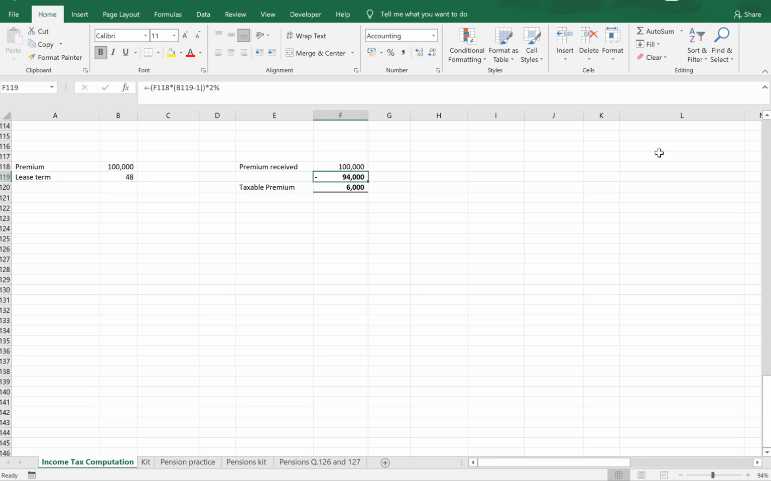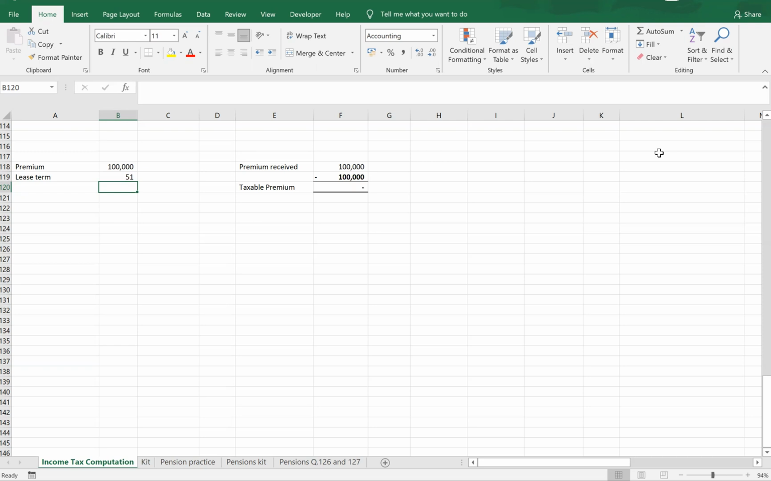It will be taxed. Where? I'll tell you. Let's say 50, the minimum amount will be taxed under property income. And as soon as you agree to the lease term of 51 years, it's gone. No amount will be taxed under property income. Why?